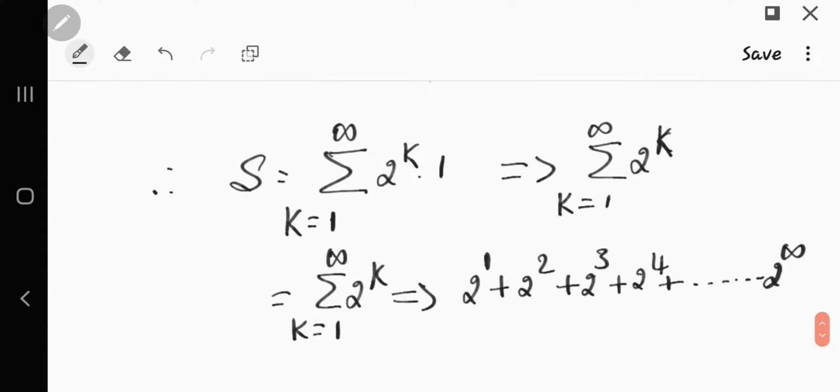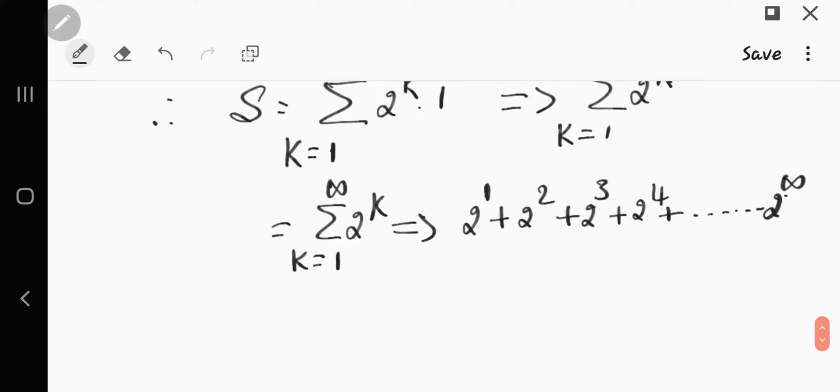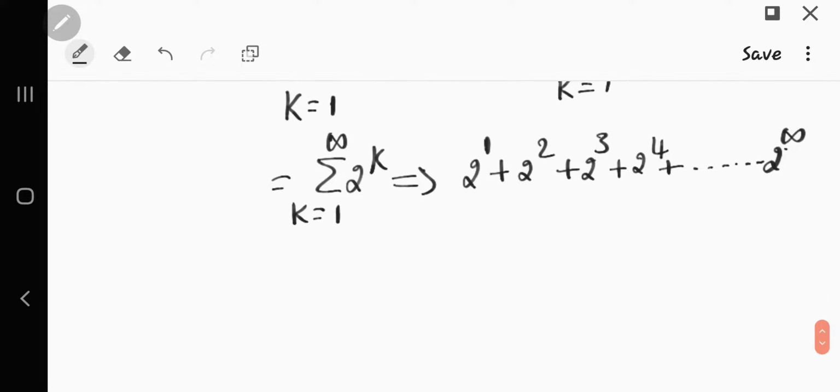So that means if you expand this summation, you won't get a finite value because it goes all the way to infinity, and 2 to the power of infinity is infinity only. So anything added with infinity, you will get an infinite value. So that means the impulse response is not absolutely summable. So therefore, the system is not stable. Okay, so we have to conclude like this.